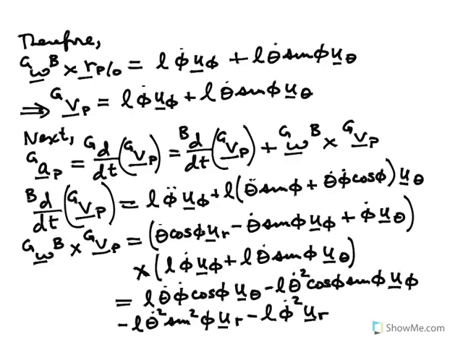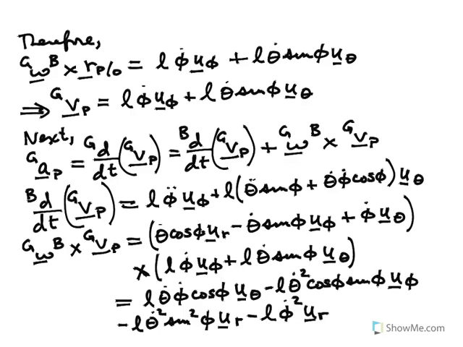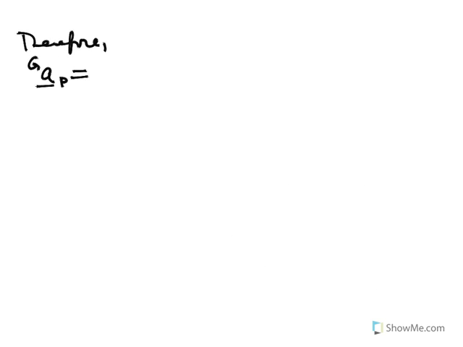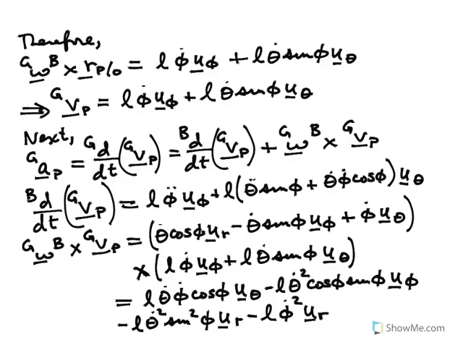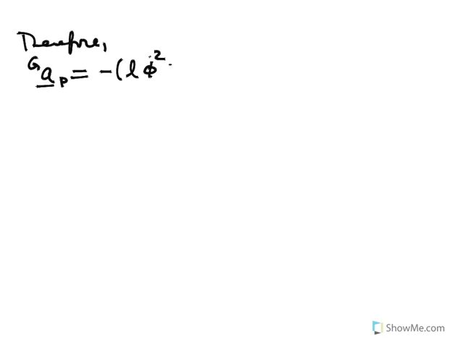So when we start adding up terms, we get the following. Let's put the u r terms first. So therefore, the acceleration of point P as viewed by an observer fixed to the ground is equal to, the u r terms give me minus L phi dot squared, and plus L theta dot squared sine squared phi, times u r.